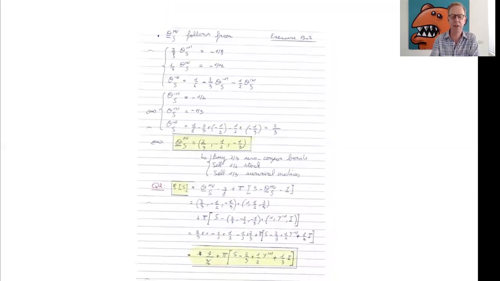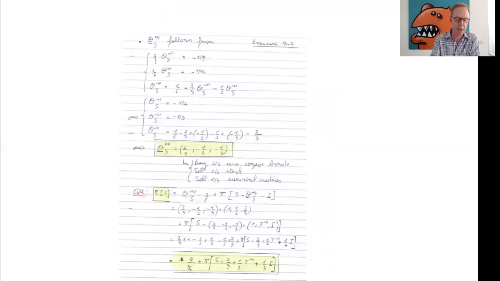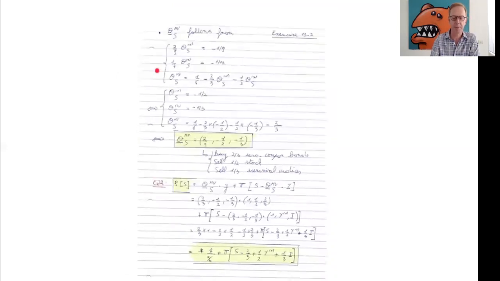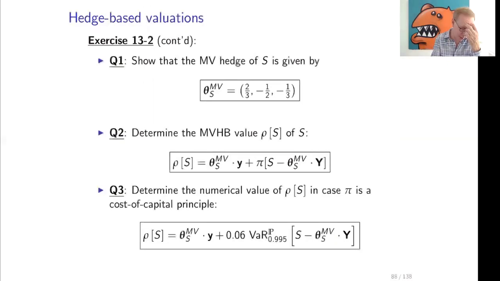that theta mean variance H has to satisfy this set of equations. If we work this out, we indeed find that the mean variance H of S consists of buying 2/3 zero coupon bonds, selling 1 over 2 units of the stock, and selling 1 over 3 units of the survival index. So we answered question 1 now.